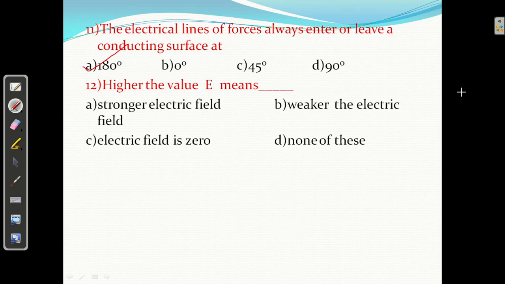Question number 12. Higher value of E means, if the value of intensity is higher, it means a stronger electric field. Higher the value of E means stronger electric field, right?